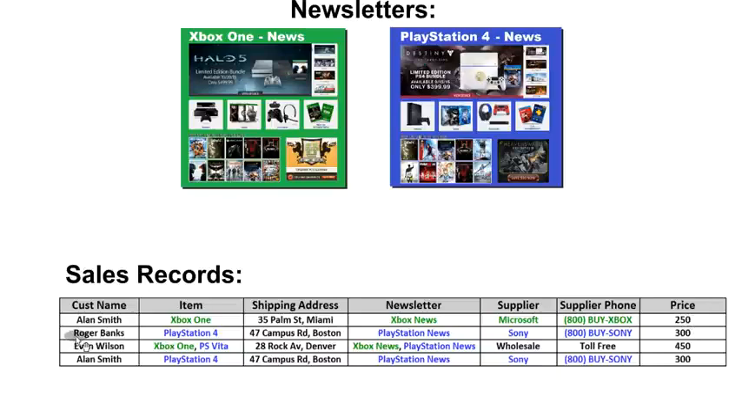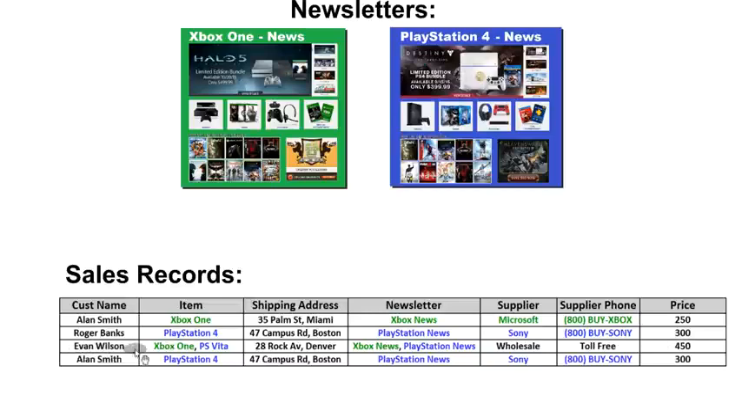The next person is Roger Banks. He bought a PlayStation 4. He lives on Campus Road in Boston. He subscribed for the PlayStation newsletter, and that was supplied by Sony. Their phone number is listed for Sony, and the price of that was $300.